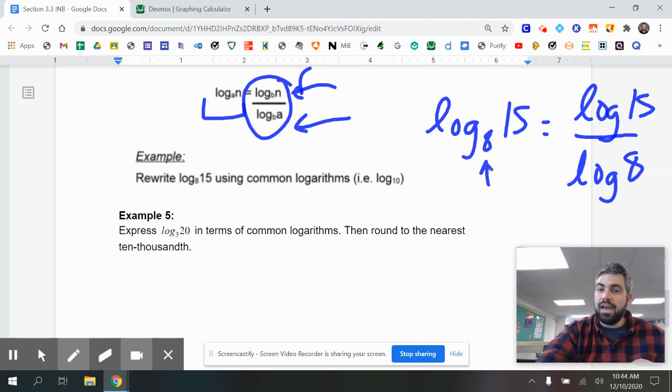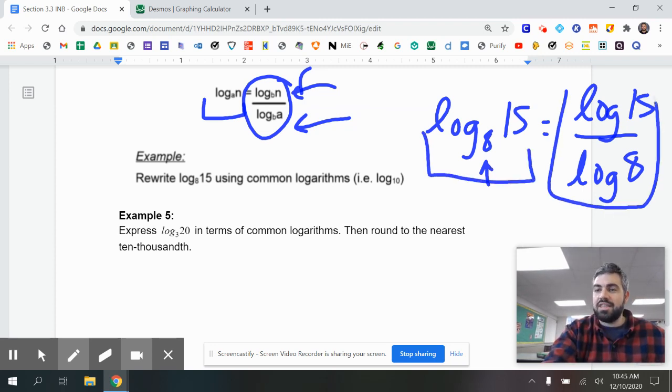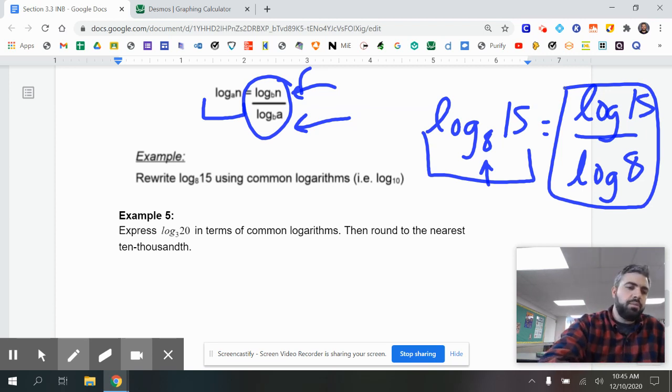How cool is that? So actually we had this thing, which we couldn't do on a calculator, equal to this thing that we can do on a calculator. Super awesome, right? So let's look at another example.